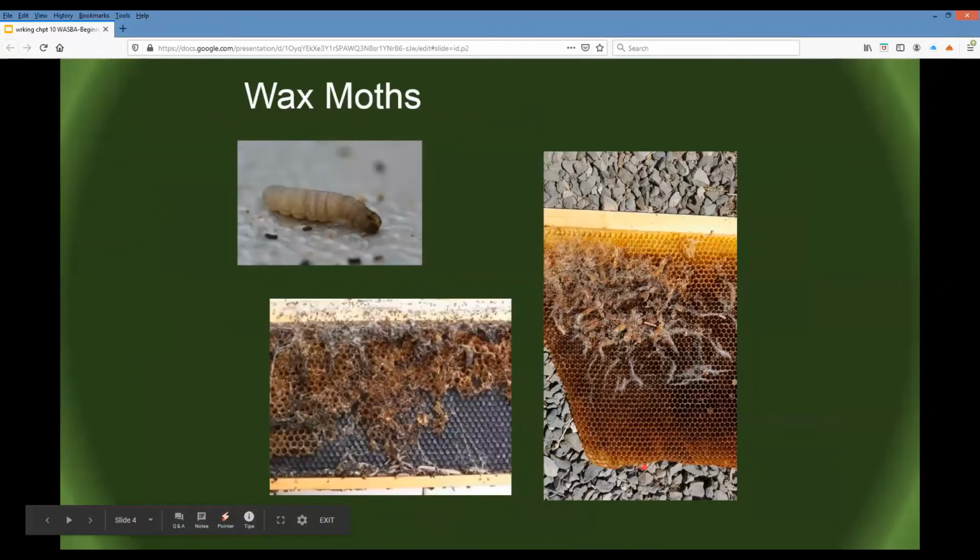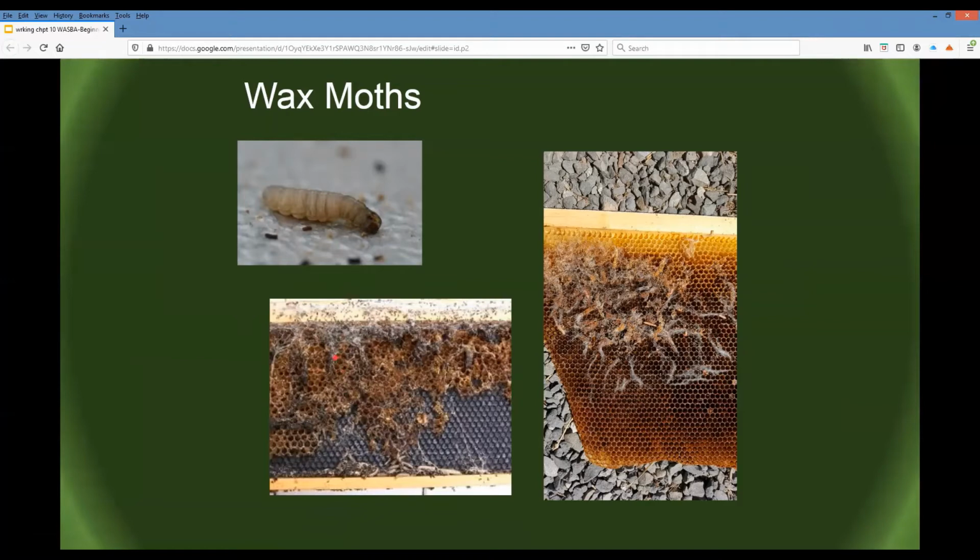So wax moths are not anything that's going to attack a bee directly. It's this little larva guy up here. They feed on the comb, the pollen, the brood. If it's a healthy hive and somehow there's a wax moth, the bees will take care of them. I have not actually seen this myself, except when people have brought in things to look at.